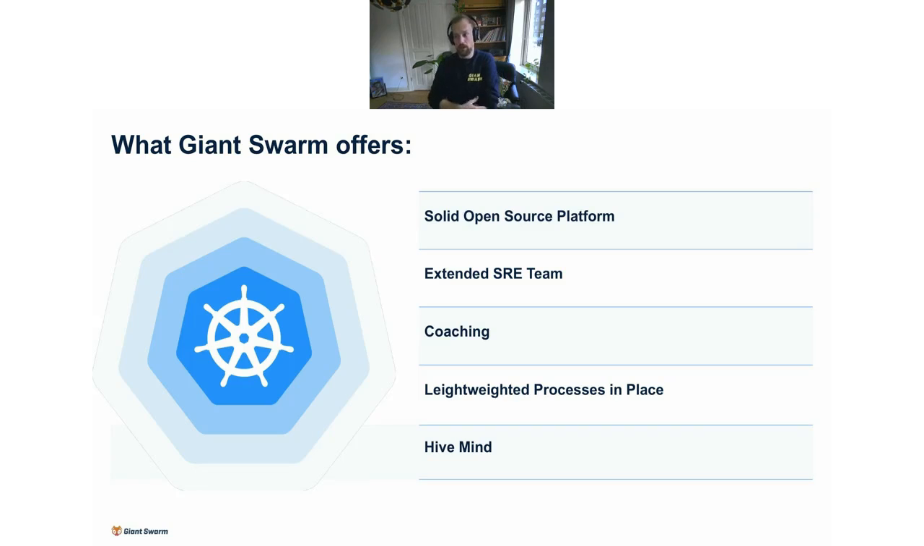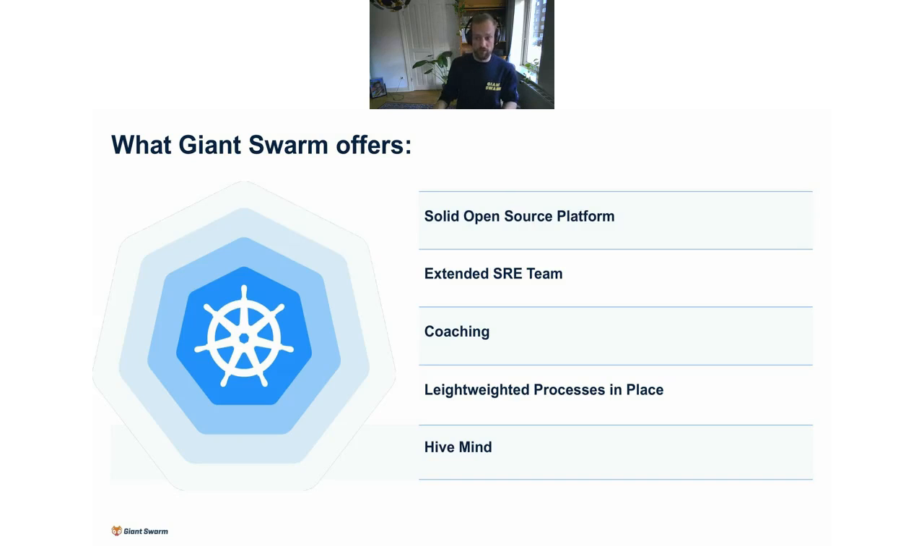The second one is that we are extending your SRE team by managing the platform for you. The basic platform stuff we can do for you. For example, setting up the platform, configuring API gateways, setting up security policies and stuff like that. So we can do this for you, so you can focus on innovating your platform and reduce your operational toil. We can help you there.